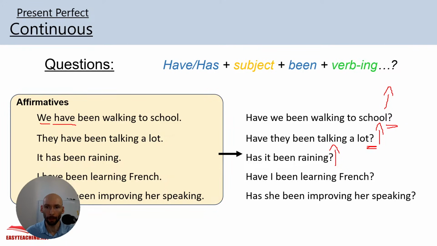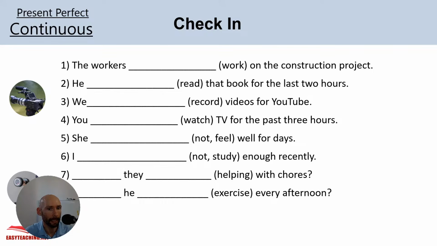Okay, how did you go with those? Hopefully you've understood the affirmative sentences, the negatives, and the questions. Let's have a quick check-in now. On the next slide, I'd like you to have a look at these 8 sentences. Now, these 8 sentences are not complete. I'd like you to go through and see if you can fill in the word or words to complete these sentences in present perfect continuous.